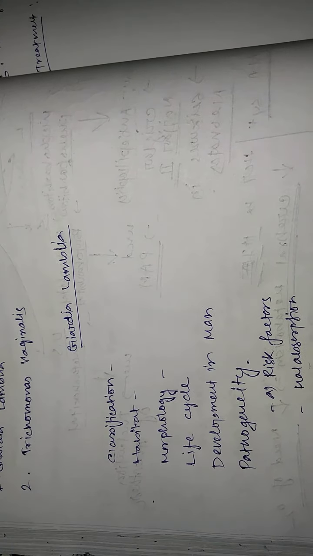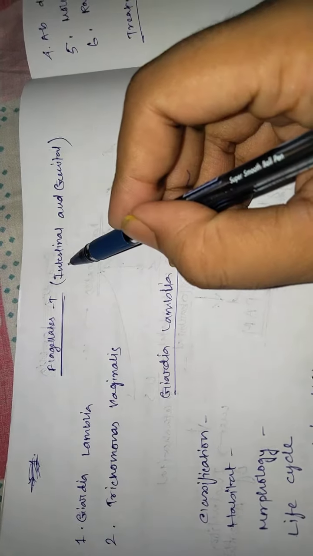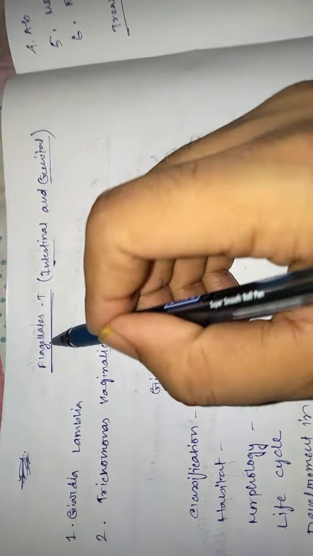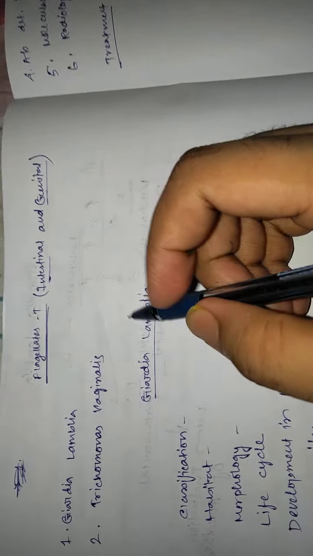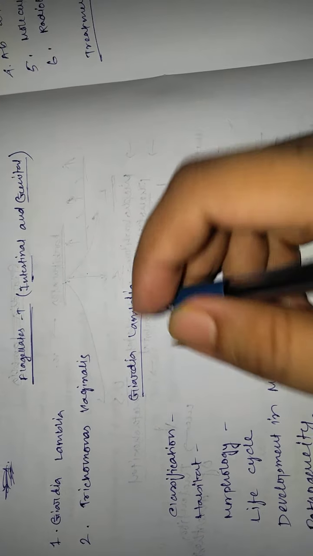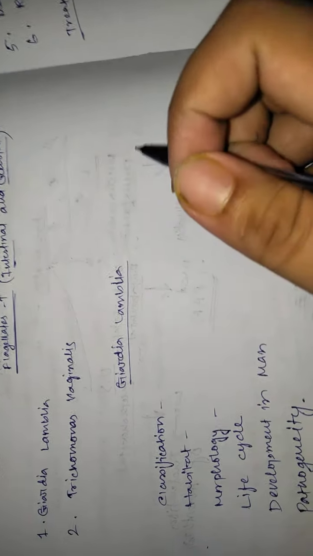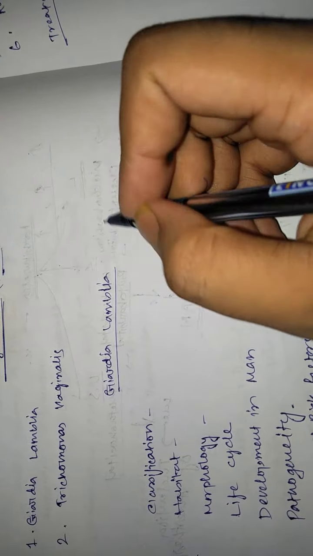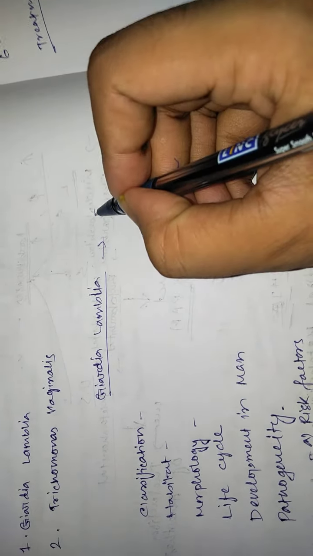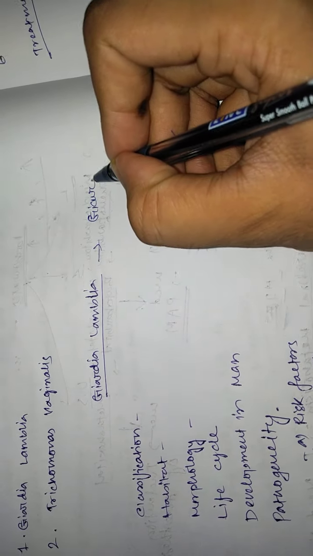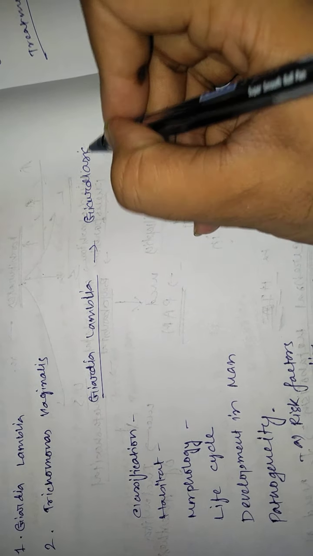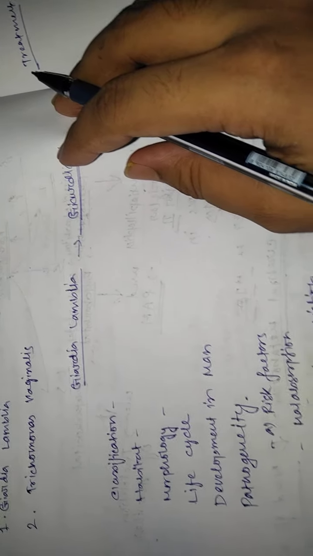Today we will be talking about the flagellates, the intestinal and genital flagellates, and in that we will be talking about Giardia lamblia, right? This is a parasite which causes a disease known as giardiasis. It is an intestinal disease, right? First of all, we will be talking about the classification of it.